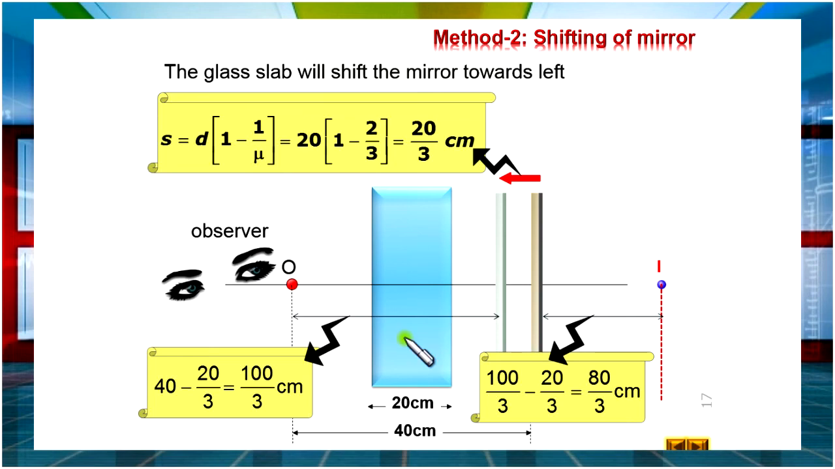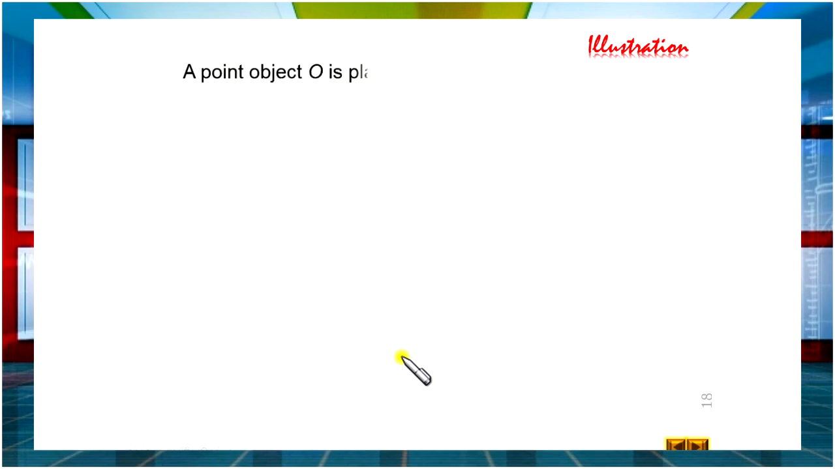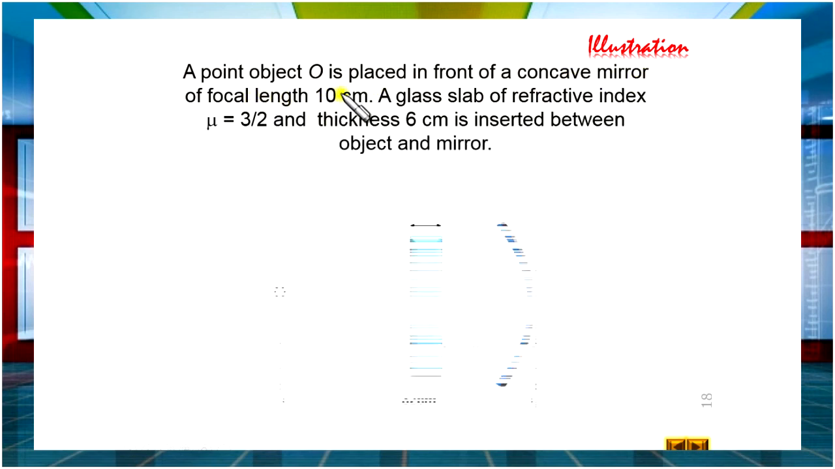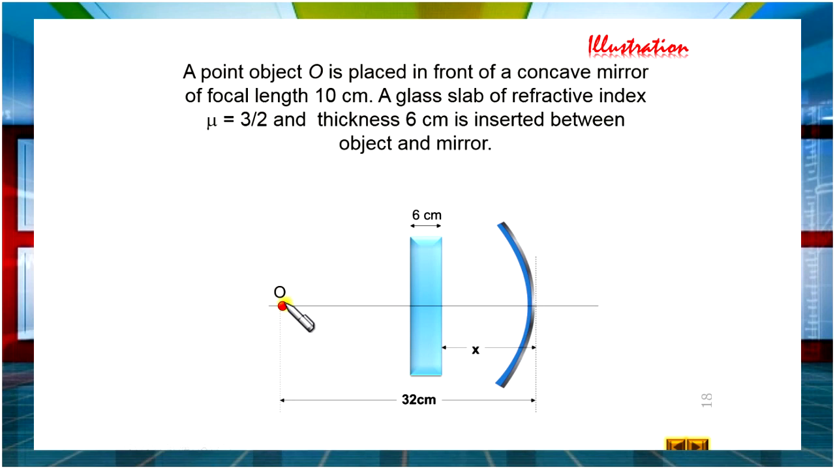Now let us take one more illustration. In this illustration, a point object O is placed in front of a concave mirror of focal length 10 cm. You can observe here this point object is placed in front of the concave mirror of focal length 10 cm at a distance of 32 cm. A glass slab of refractive index 3 by 2 and thickness 6 cm is inserted between the object and the mirror. We have considered the whole system is placed in air, that is refractive index 1, and x is the distance of the slab from the concave mirror.